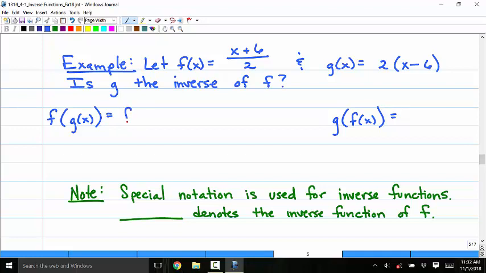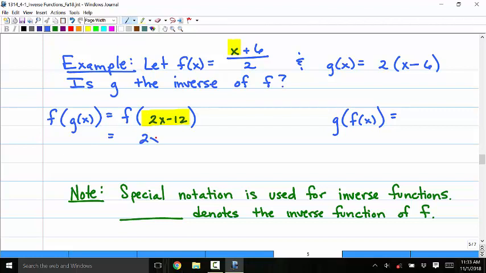What is f of g? Well, it's f of, I'm going to write 2x minus 12. Is that okay? Kind of distribute that? All I did was distribute. Okay, what is f of 2x minus 12? Here we go. Everywhere I see an x, I'm going to plug in 2x minus 12.